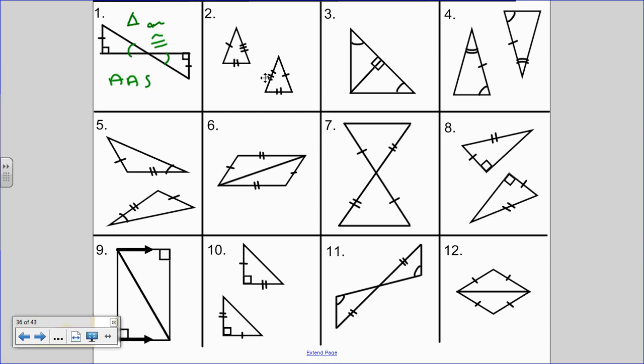All right. In this picture, those triangles are congruent because of side, side, side. All 3 sides are congruent to the other 3 sides of the other triangle.